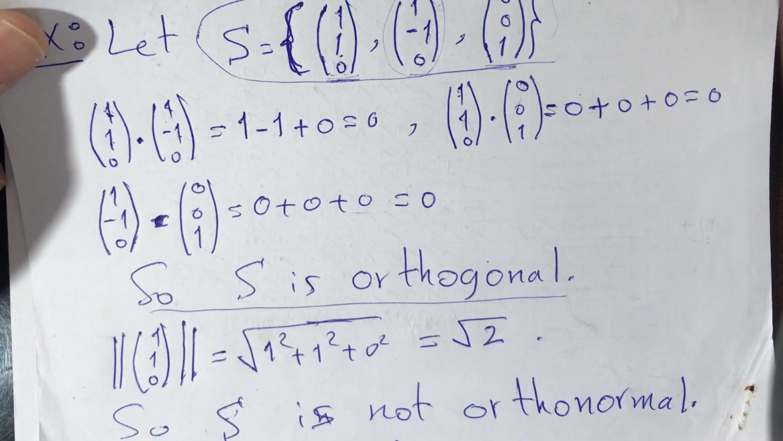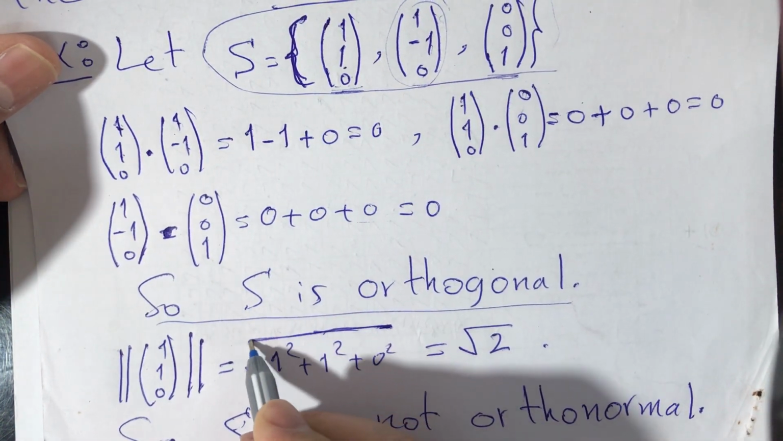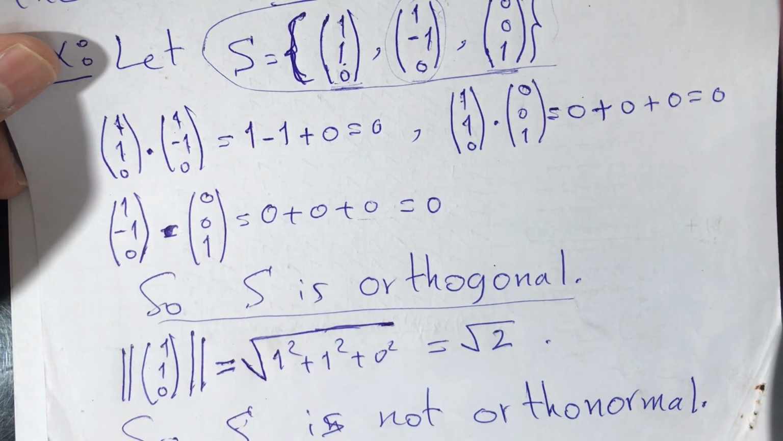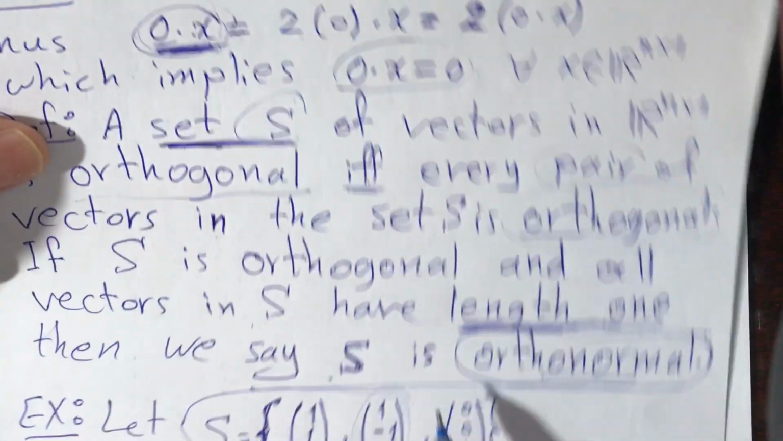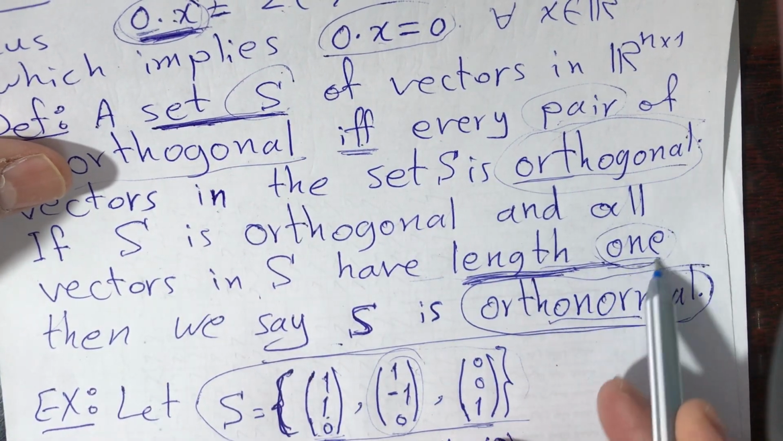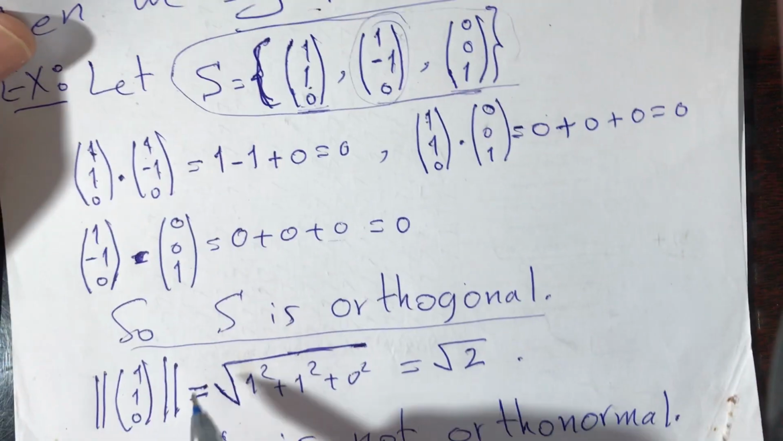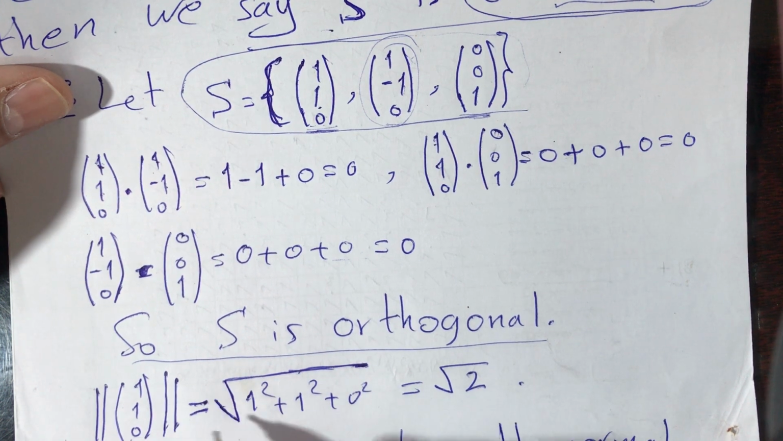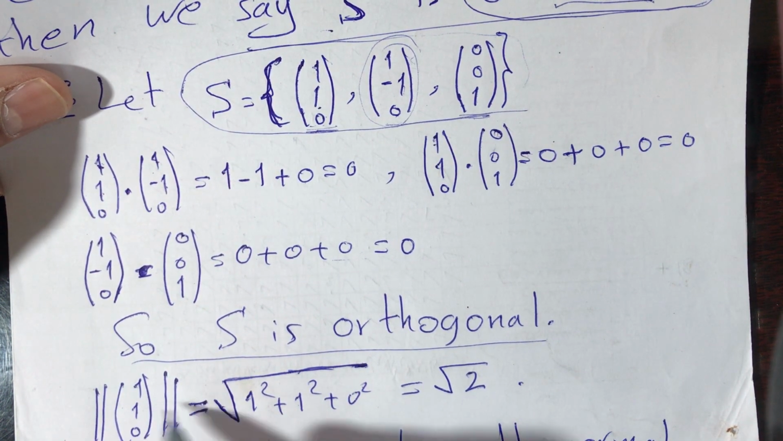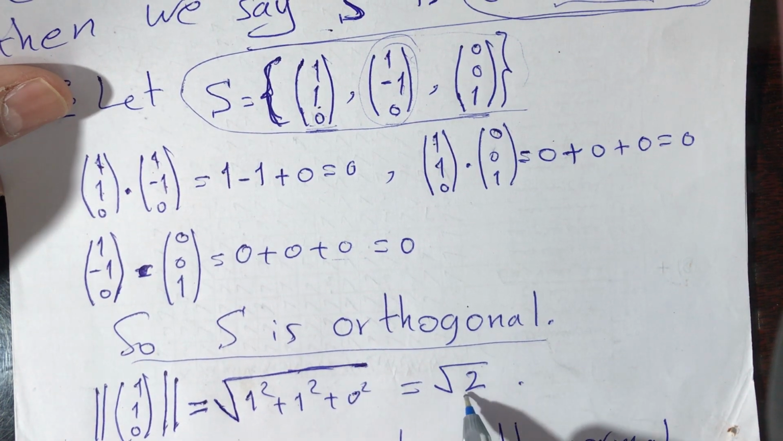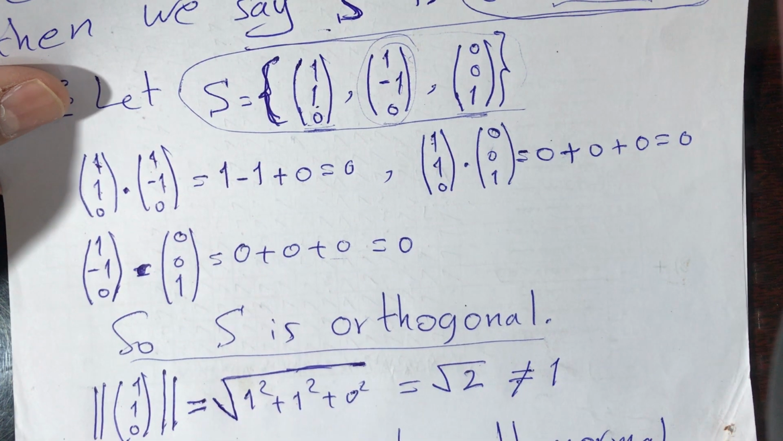Now we want to show that S is not orthonormal. If S were orthonormal, by definition the norm of all vectors should be 1. Now we take (1, 1, 0). Its norm is the square root of 1 squared plus 1 squared plus 0 squared, which is equal to root 2. This is not equal to 1. So S is not orthonormal. This is an example about an orthogonal set.